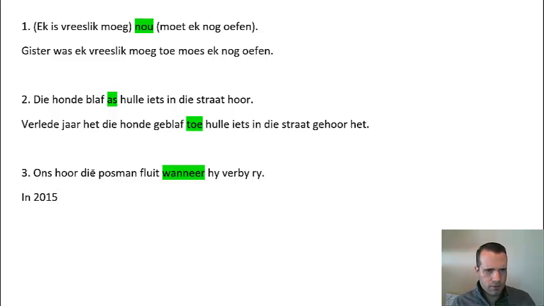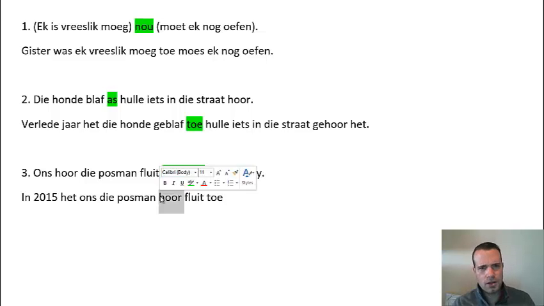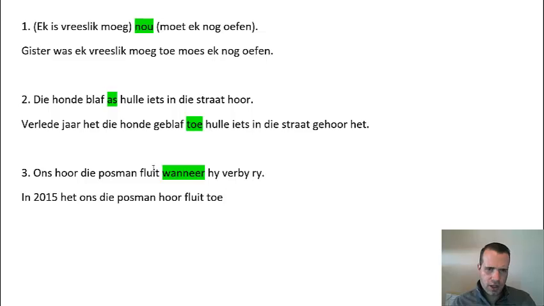In 2015, okay, now there's a verb and there's a verb. So that verb's got to move there and it doesn't get a ge. First verb first doesn't get a ge, like one of our previous rules. In 2015 het ons die postman hoor fluit toe. Okay, just again, no ge on the word there. Toe, wanneer changes to hy verby ry, hy het verby gery. Hy het verby gery. Just check if our het's in the right place.